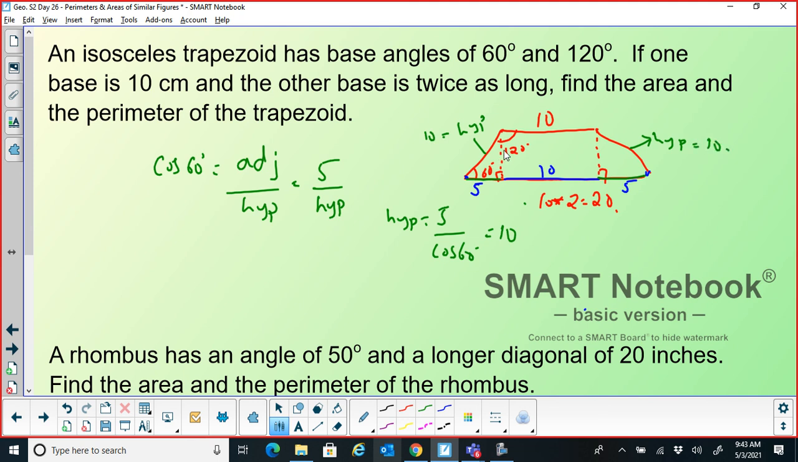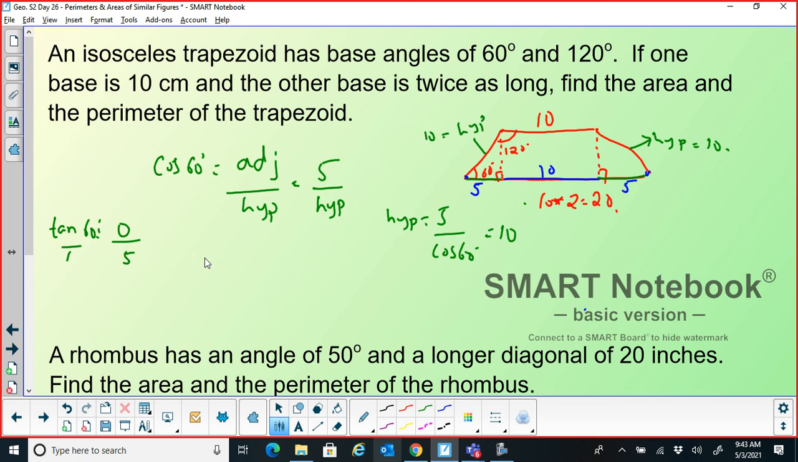I can find opposite using trig ratios, or I can find it using the Pythagorean theorem as I have this as 10. Let's use trig ratio itself. I'll have opposite and adjacent. This is your opposite corresponding to 60 degrees and 5 is adjacent. I can use tan 60 equals opposite, which here is the height of this trapezoid, divided by adjacent, which is 5.